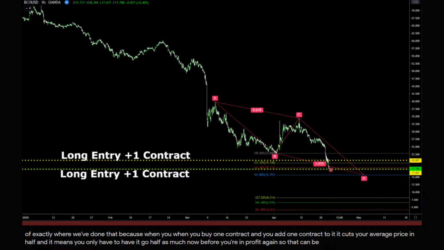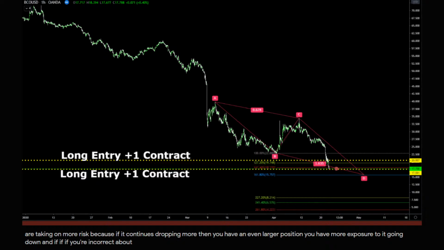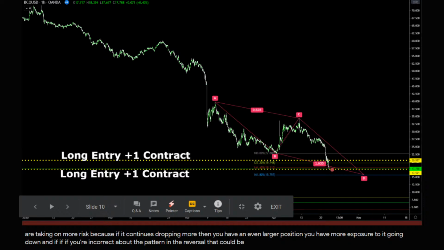So that can be beneficial, but you are taking on more risk, because if it continues dropping more, then you have an even larger position. You have more exposure to it going down. And if you're incorrect about the pattern and the reversal, that could be an issue.